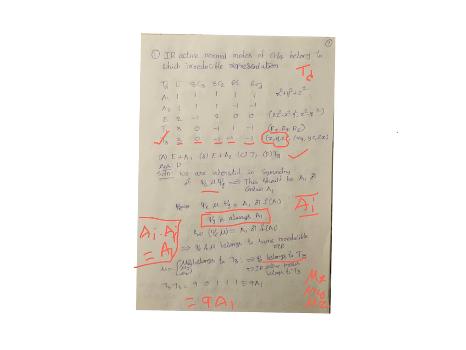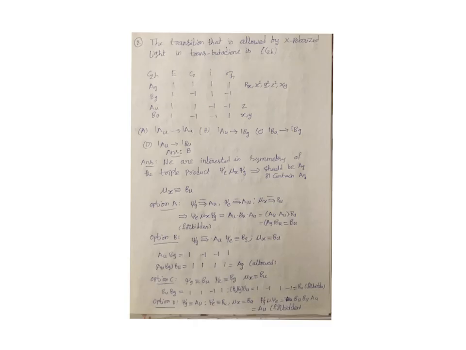Okay, so now we'll proceed to the next problem. Now let's start with the second problem. The transition that is allowed by x polarized light in trans-butadiene is. So the C2h character table is given. Trans-butadiene belongs to the C2h point group. So they have given x polarized light. That means we have to take the x component of the dipole moment and this belongs to Bu. So I have written mu x belongs to the Bu irreducible representation.